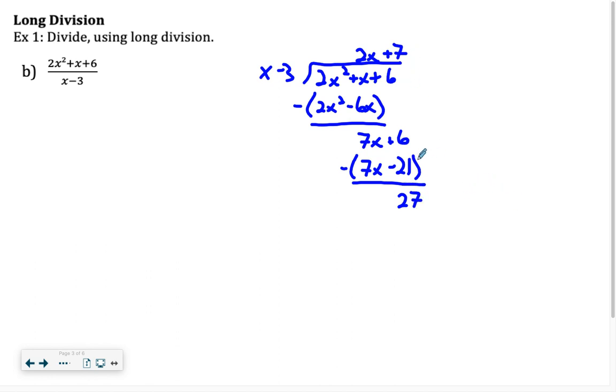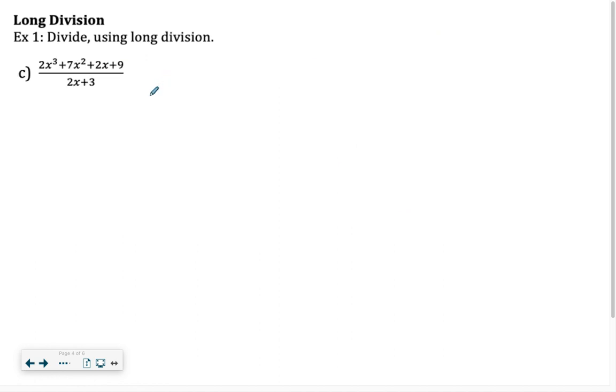And now, since I don't have anything to bring down, this is my remainder. So the way that we write a remainder, we just say plus 27 over the divisor, so over x minus 3. So we can write that as our answer over here. We can say this equals 2x plus 7 plus 27 over x minus 3. Okay? In the next example, we just have 4 terms in my numerator. It's going to be the same process. So let's go through this one here.